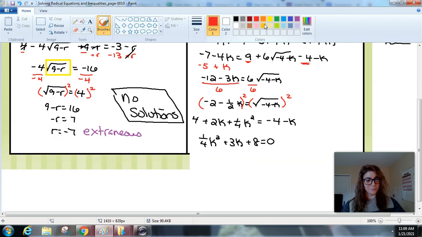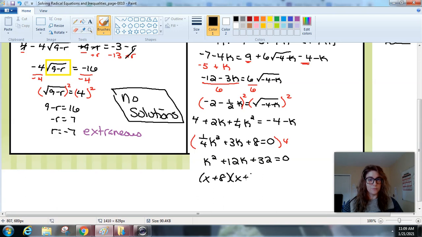Now I want to get rid of that fraction. I don't want to deal with fractions. So I'm going to multiply everything by 4. Remember, you can multiply by the reciprocal. That will get rid of your fractions. This gets me a 1k squared, a +12k plus 32 equals 0. I can factor this. Factors of 32 that add to 12 are an x plus 8 and an x plus 4, right? 4 times 8 is 32. 4 plus 8 is 12. So we get x equals -8 and x equals -4.